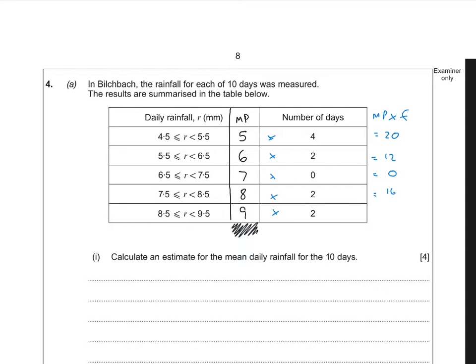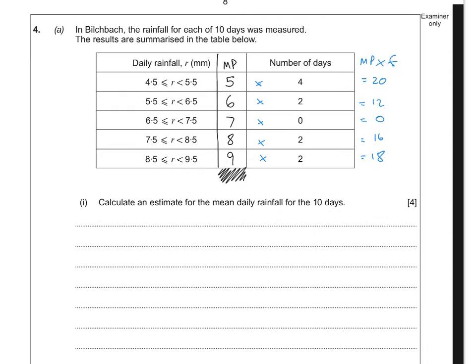Okay, the next thing we're going to do is we're going to add up all of these numbers here, add up all of these numbers here, and then we're going to do that divided by that to work out the estimated mean rainfall. So the number of days comes to 10, and the number here of the midpoint times the frequency added together comes to 64. So to work out the mean, I do 64 divided by the 10 days, and that works out at being 6.4, and that would be millimeters per day.